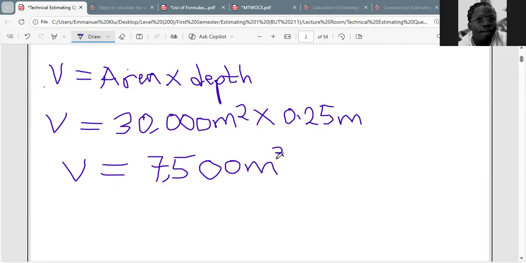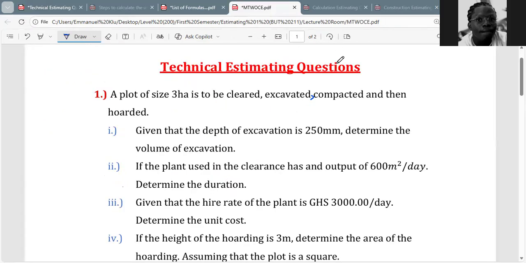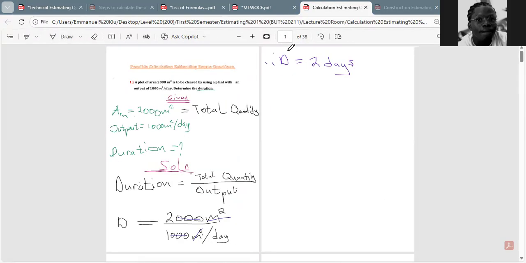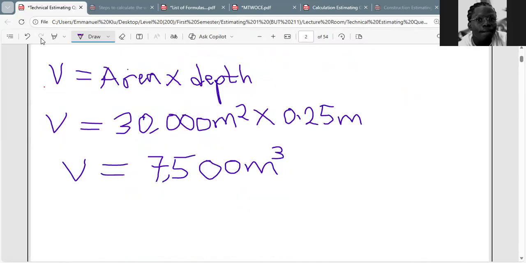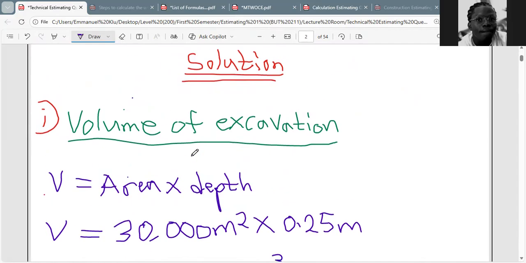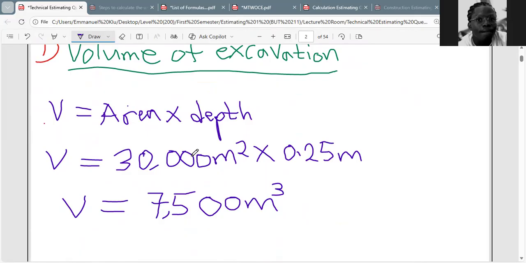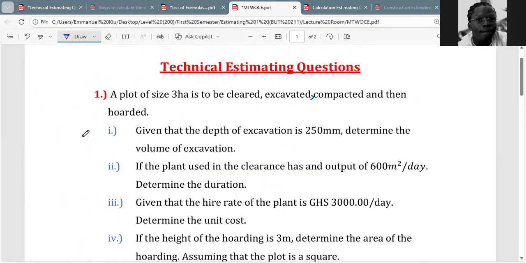meter cube. Okay. Indices: if the bases are the same, for the units, you add the exponent. That's why we are getting meter cube. Take note that volume is always calculated in meter cube. So we are done calculating for our volume of excavation. So let's move to the next question.